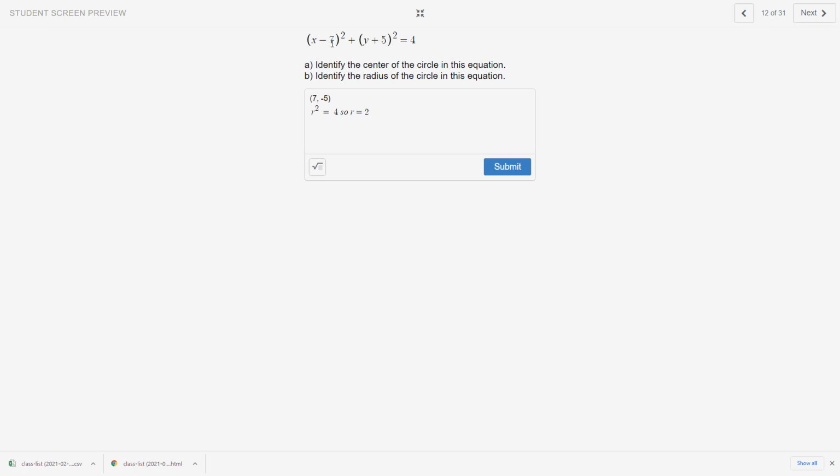On number 12, identify the center. My H is 7. Be careful of your signs there. It's always going to be the opposite sign because what you're technically doing is taking that set of parentheses, setting it equal to 0, and solving. And your Y is going to be negative 5. So H is 7, K is negative 5. That's my center. One of the biggest mistakes I see people make is with their radius. The radius here is going to be 2 because r squared is 4.